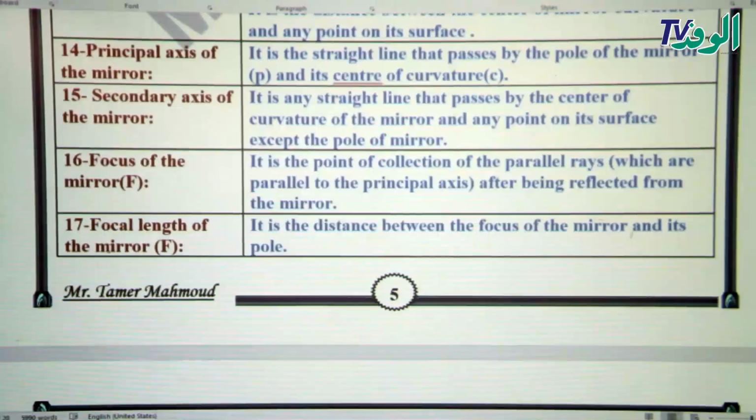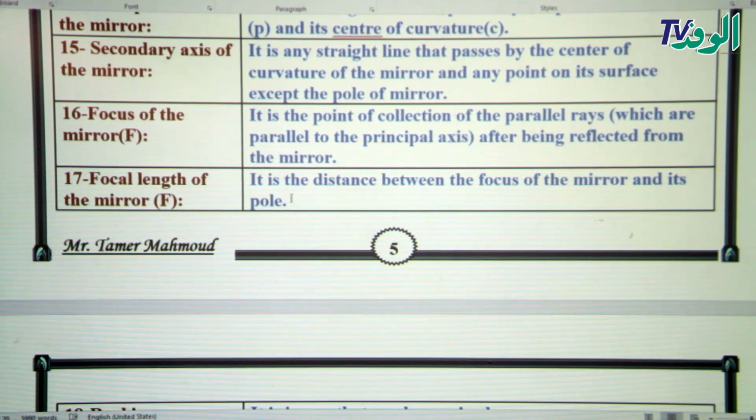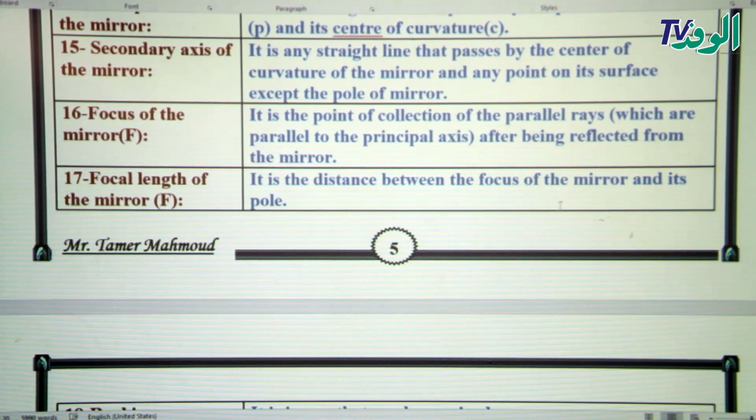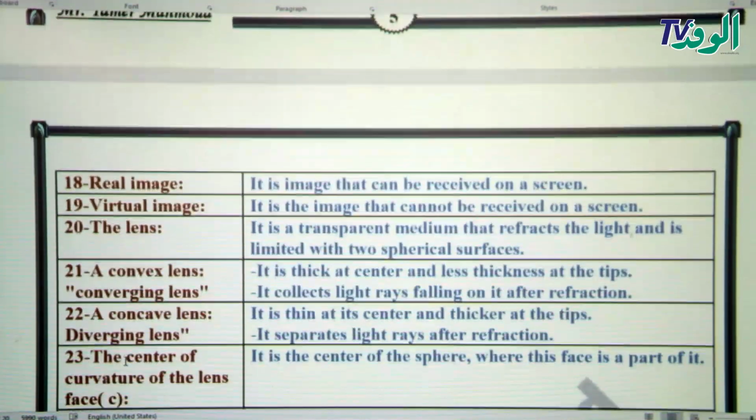Another definition, the focal length of the mirror, F capital. It is the distance between the focus of the mirror and its pole. The distance between the focus of the mirror and its pole. This is the focal length of the mirror.